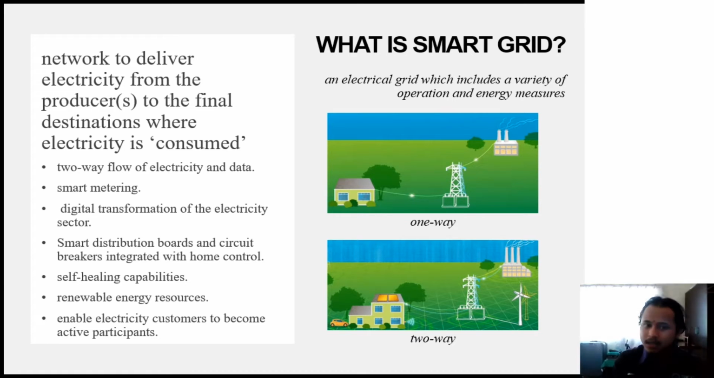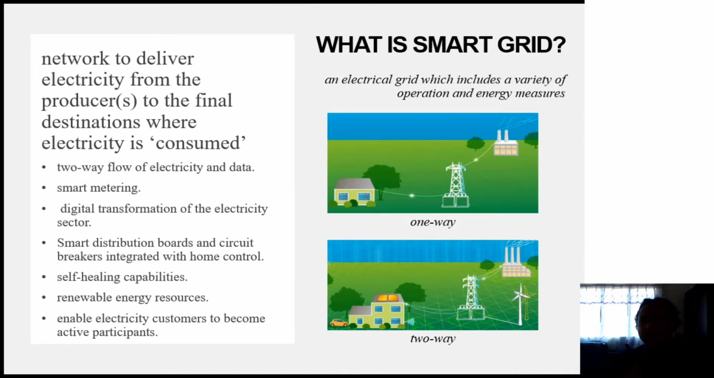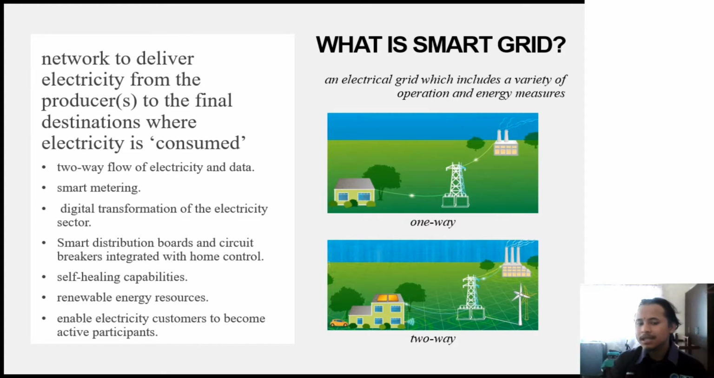We see that in a smart grid there is smart metering. Then a digital transformation of the electricity sector helps the technician, even the engineer, to work efficiently during their distribution in this big smart grid. Then a smart distribution board and the circuit breaker integrate with the home control and the self-healing capabilities in a smart grid. Next is a renewable energy resource.